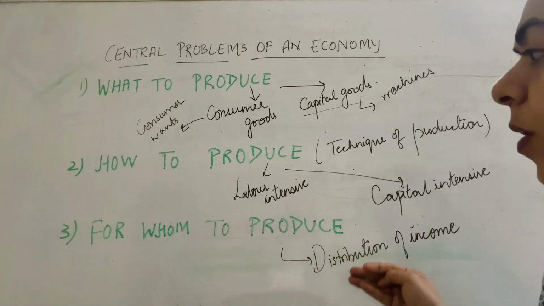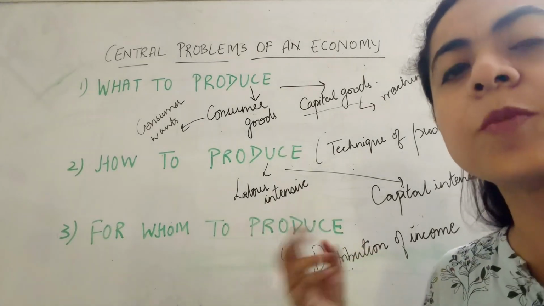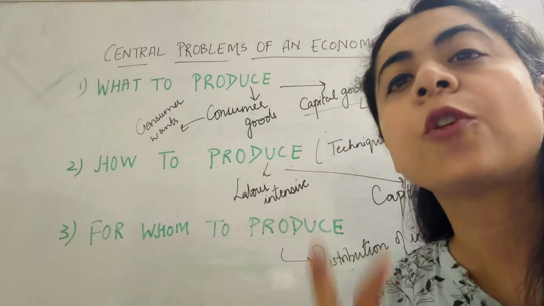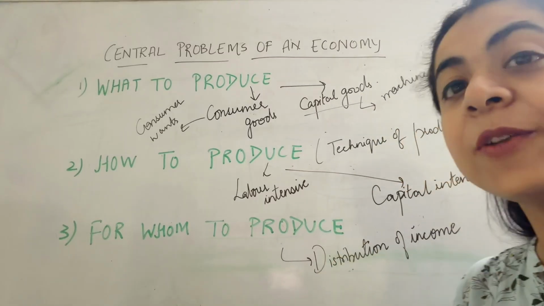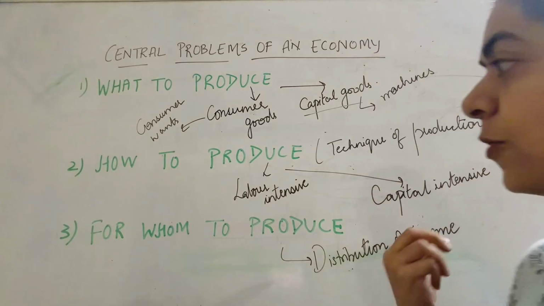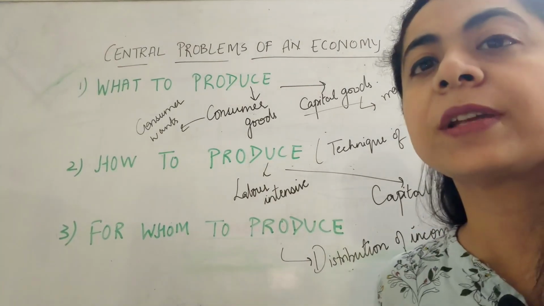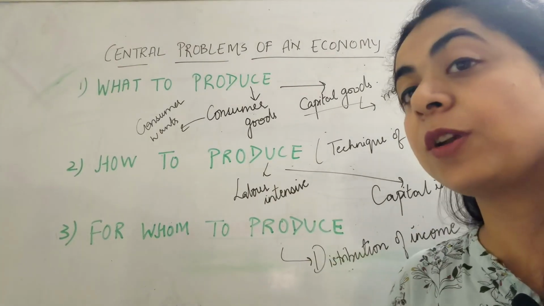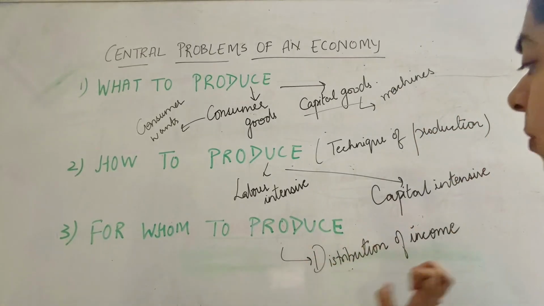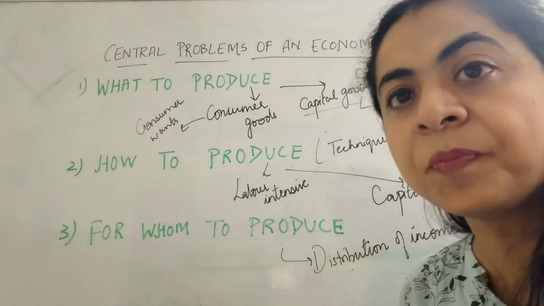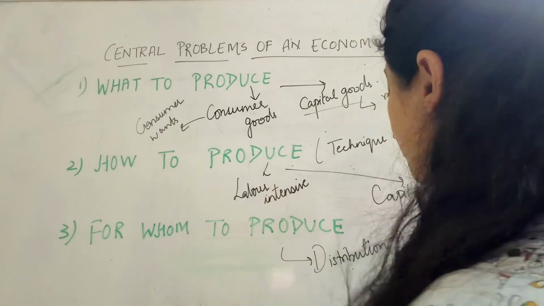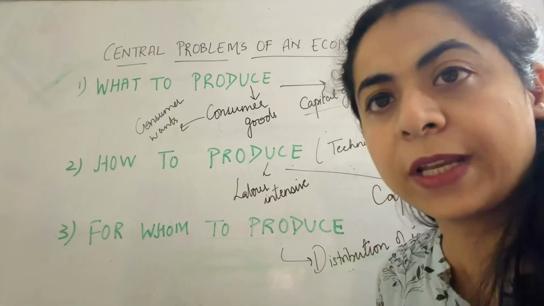The third central problem is for whom to produce. This problem is related to distribution of income in the economy. Now, for whom to produce means that the economy has to decide for which section of the society it should produce different goods and services. Now, why we call this problem of for whom to produce related to distribution of income?